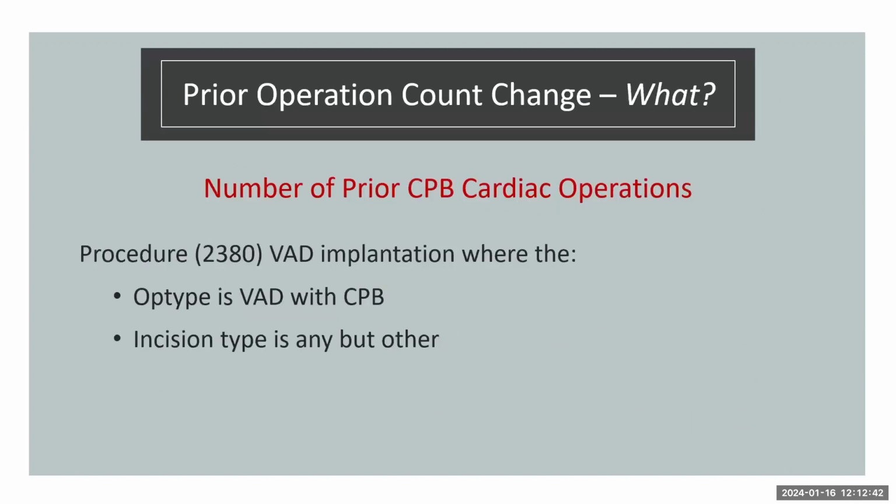Again, the prior number of CPB cardiac operations is going to change slightly, and this will be very different from our just prior cardiac operations. Now we're at CPB operations, and we're looking at procedure 2380 VAD implantation, where the op type is VAD with CPB and the incision type is any but other. Next slide.